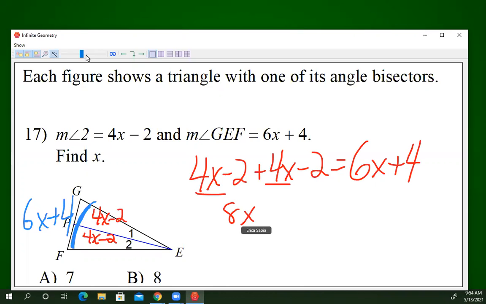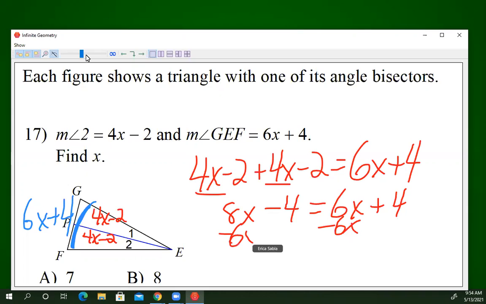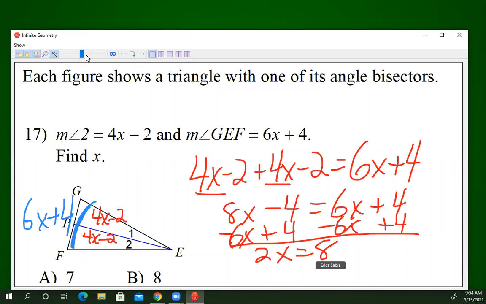That's 8x, and minus 2 and minus 2 is minus 4. 6x plus 4, minus 6x, minus 6x. Add the 4, add the 4. I'm getting 2x equals 8, which means that x is just 4. Make sure you answer the question that they asked. They just wanted me to find x, and I did. So 4 would be my answer.